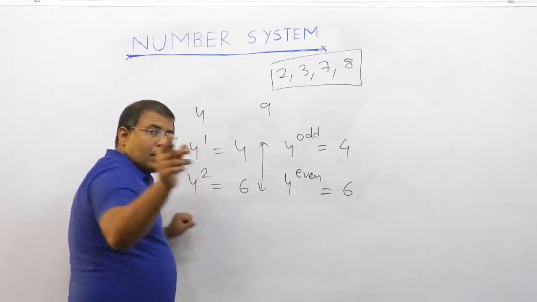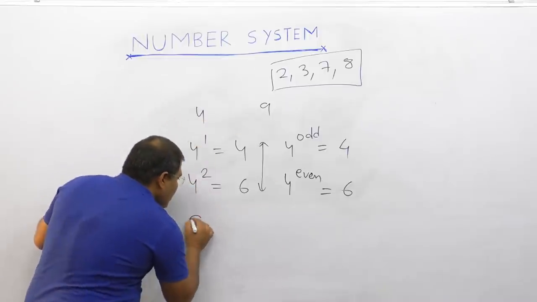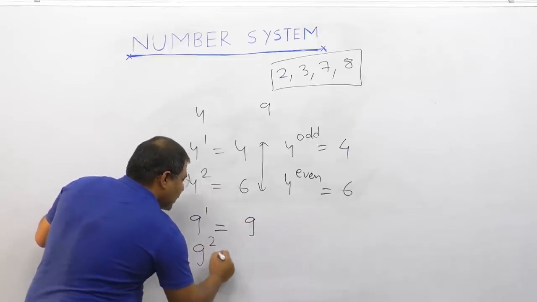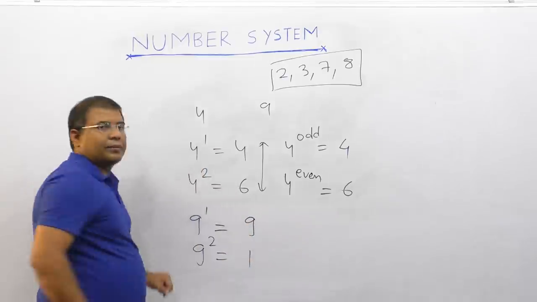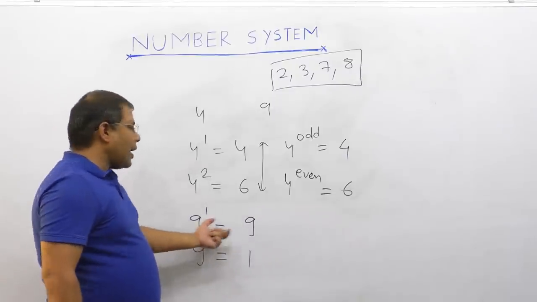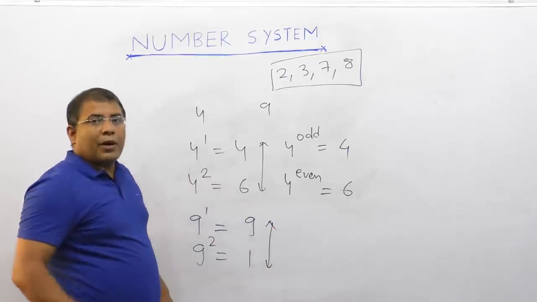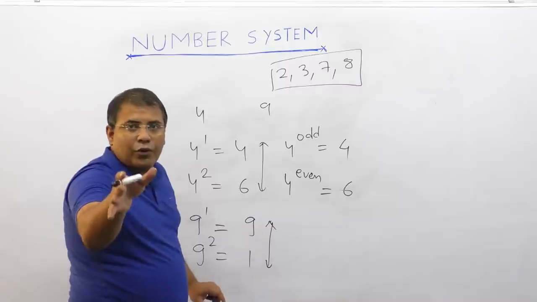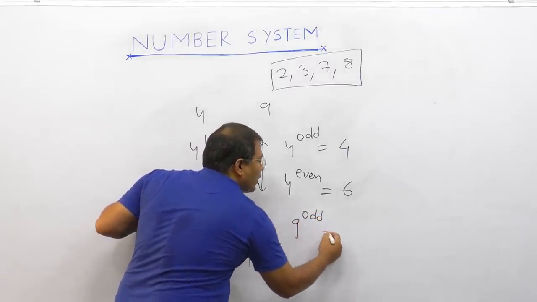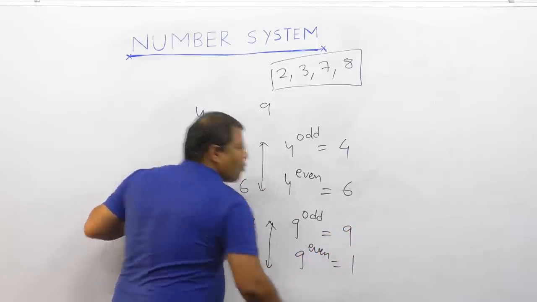Similarly, it applies for 9 as well. 9 to the power 1 is 9, and 9 square is 81, so the unit place digit is 1. So for 9 the power cyclicity is 2, but we will consider it like this: 9 to the power odd equals 9, and 9 to the power even equals 1.